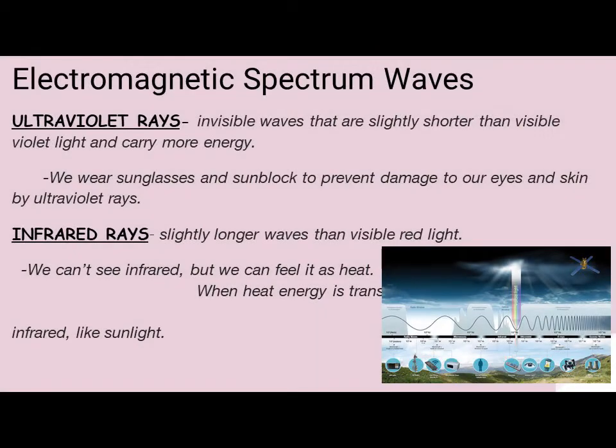And also, as part of the electromagnetic spectrum, we have ultraviolet rays, which are invisible waves that are slightly shorter than visible violet light and carry more energy. We wear sunglasses and sunblock to prevent damage to our eyes and skin by ultraviolet rays.